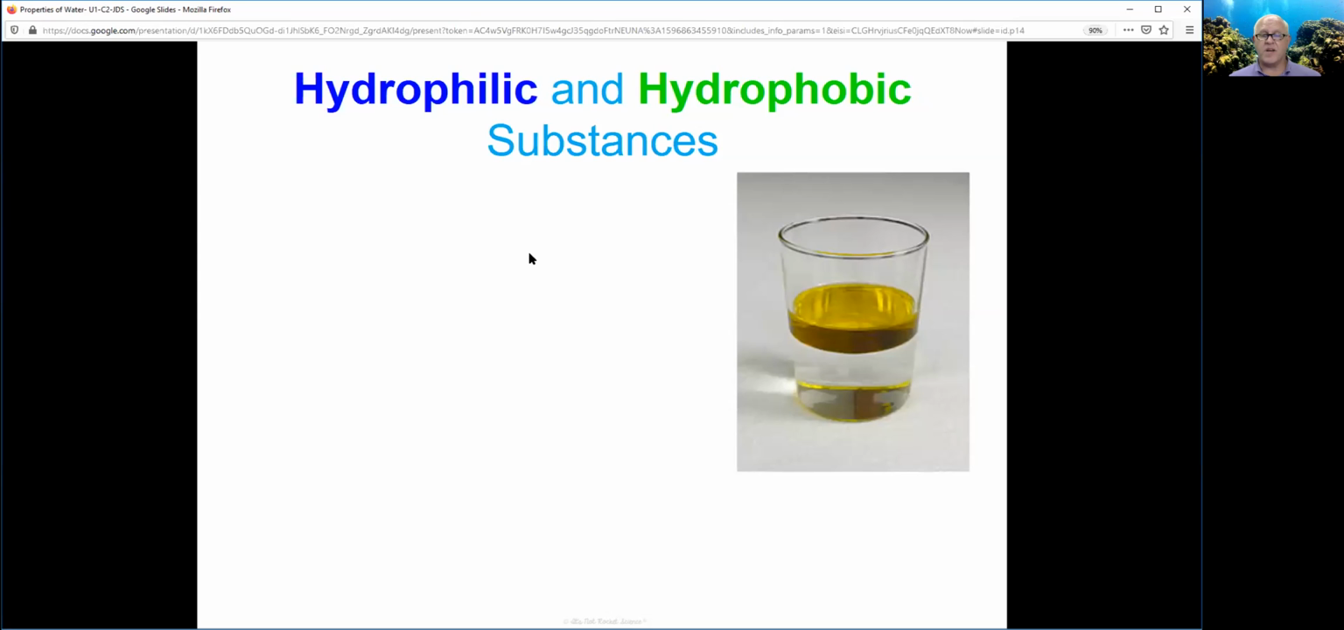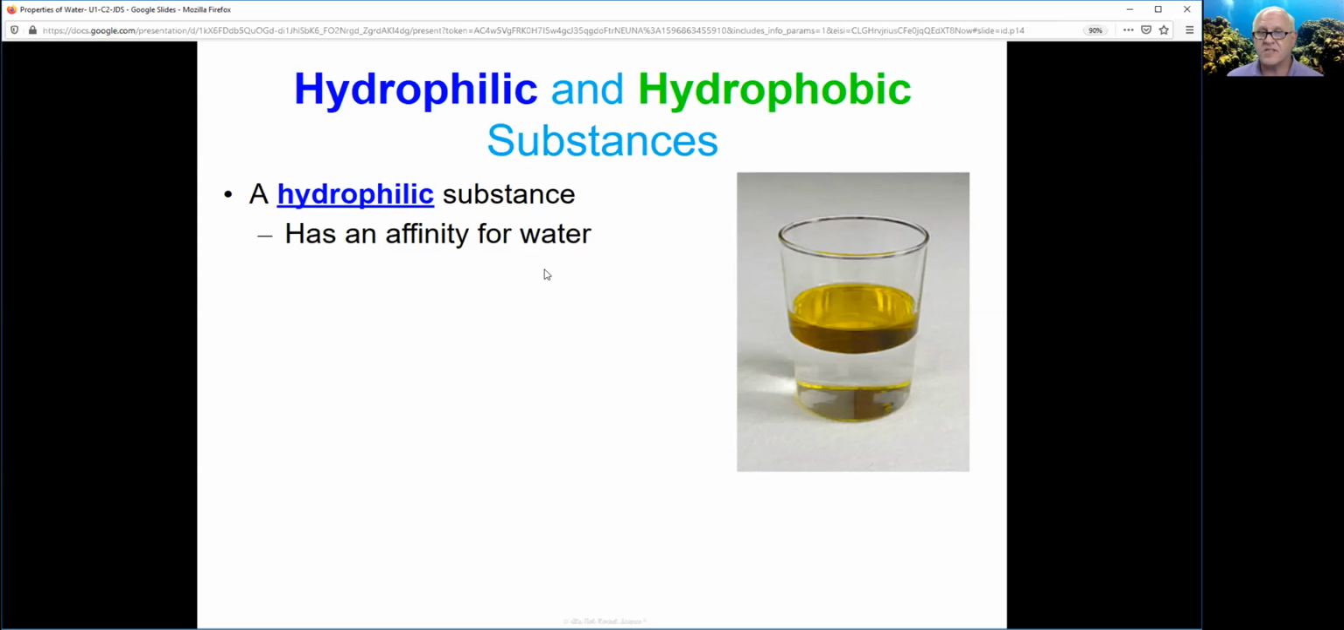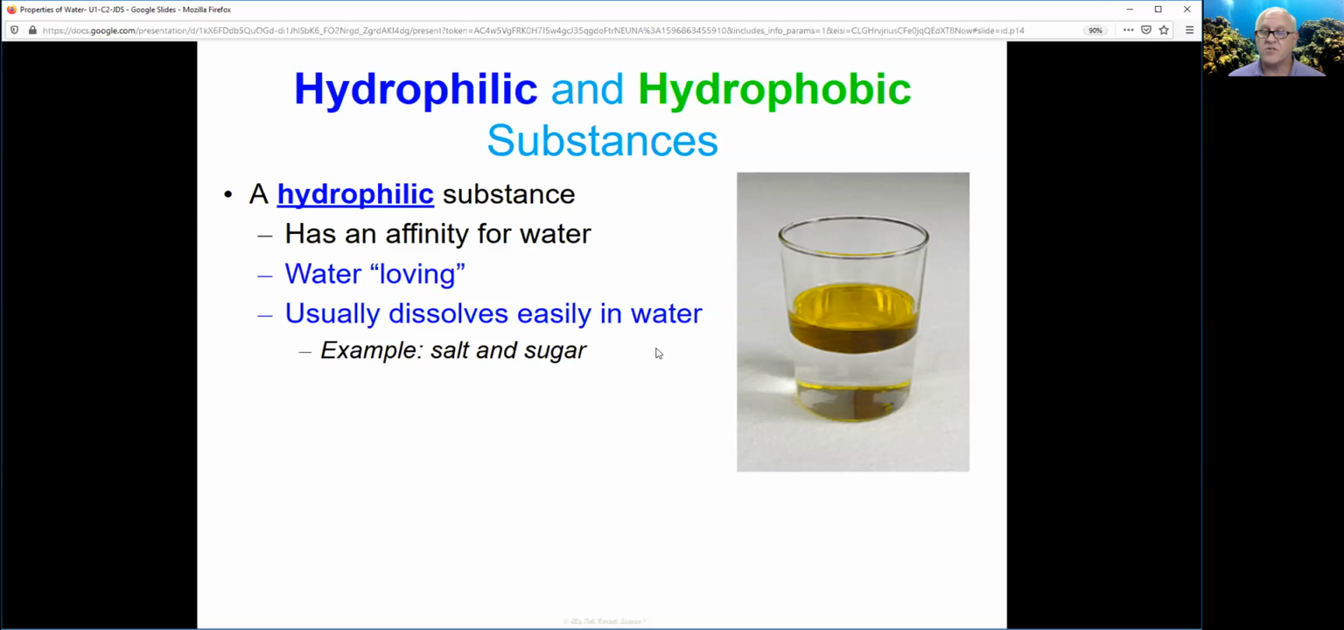Now, another thing about water, we need to talk about hydrophilic and hydrophobic substances, because this is really going to become important as we get into our macromolecules. A hydrophilic substance is a substance that has an affinity for water. It loves water. We consider it water loving. And it usually dissolves easily in water. For example, salt and sugar. Salt dissolves very easily in water, so does sugar.